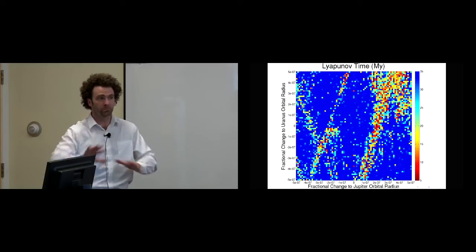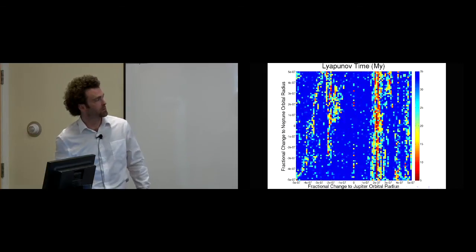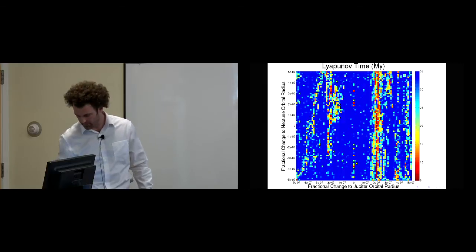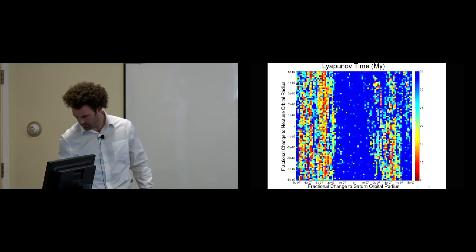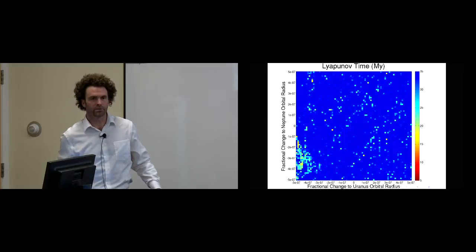All the pixels are things that the solar system could be right now. Neptune and Jupiter. Got this big vertical stripe here. Neptune and Saturn. It's nuts over here. Neptune and Uranus, no chaos. Very interesting things happening.